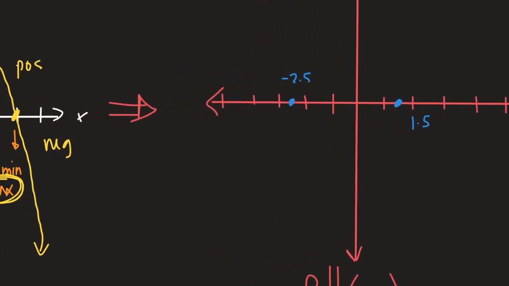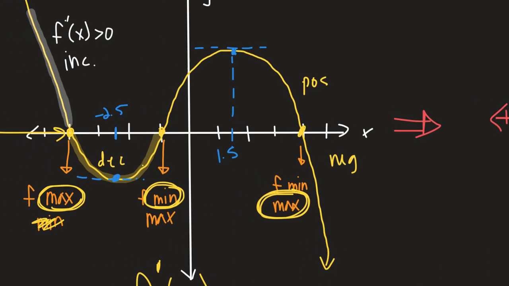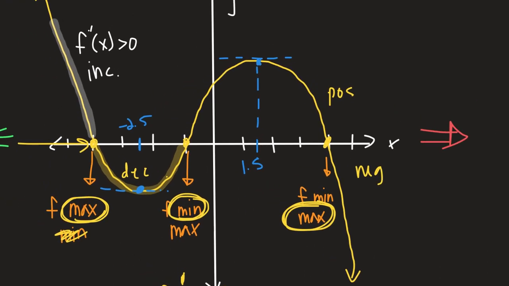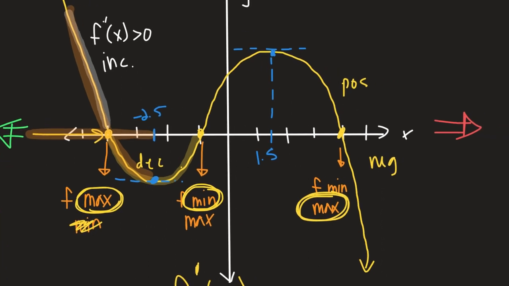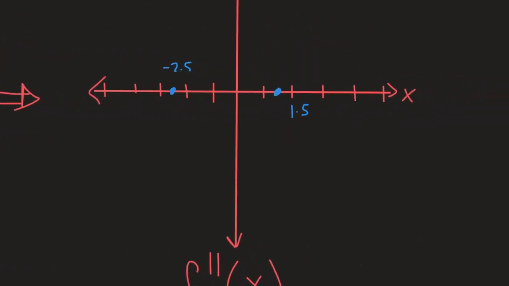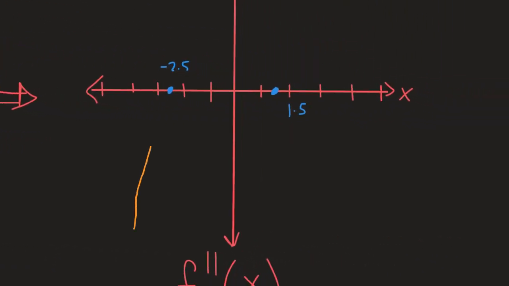So let's see, what else can we tell? What about what's happening to the left of -2.5? Over here, what is happening with our y values? The y values are decreasing to the left of -2.5, and if your y values are decreasing, that means your slope is below the x-axis. Our y values are negative, negative slopes.